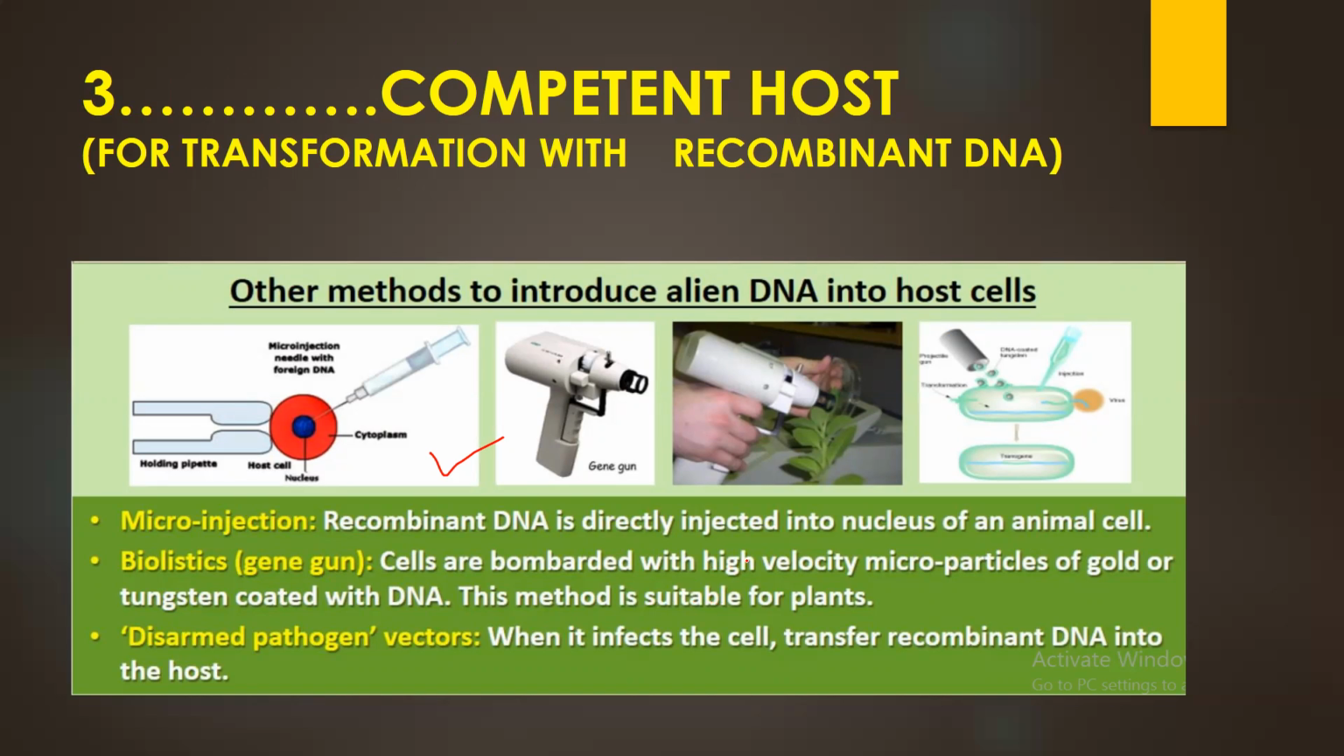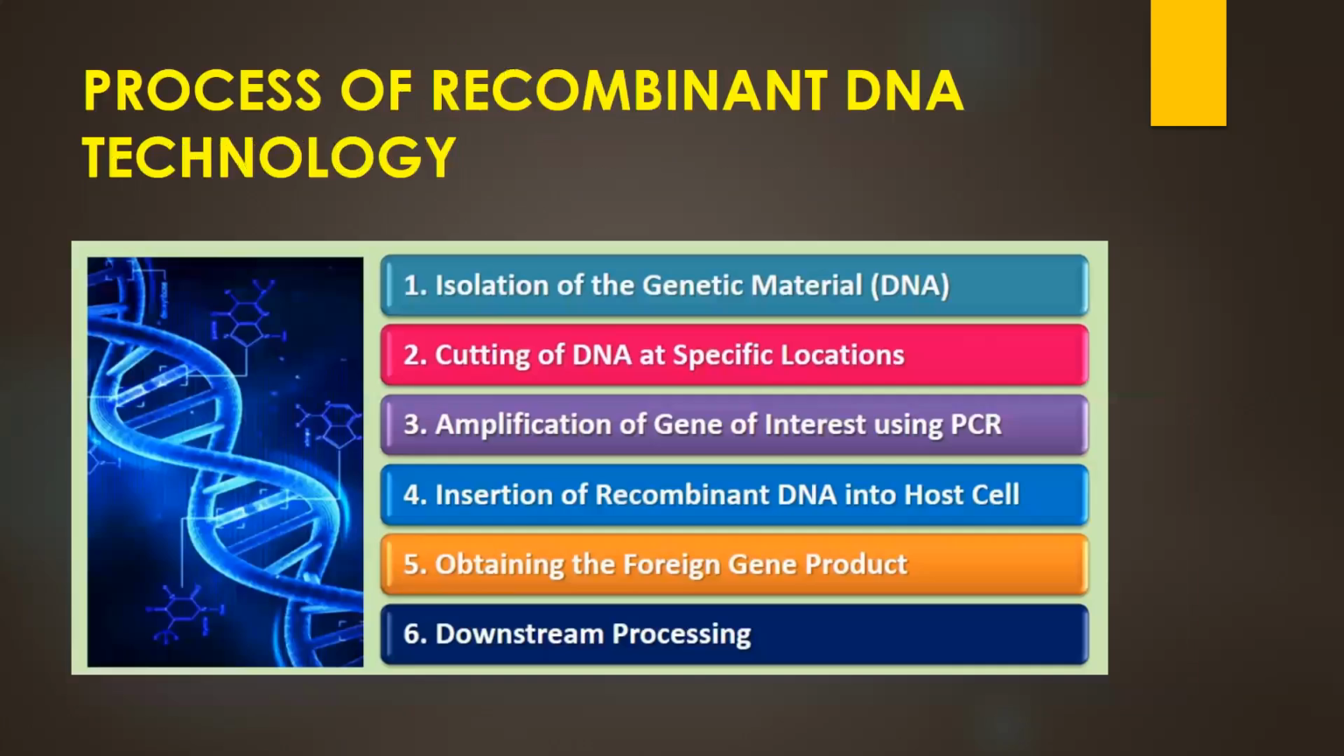And the third is the disarmed pathogen. Now, in this disarmed pathogen vector, when they infect the cells, they transfer the rDNA into the host, like viruses and Agrobacterium tumefaciens. This I've just now explained to you. Now, with this, we finish up all the tools.